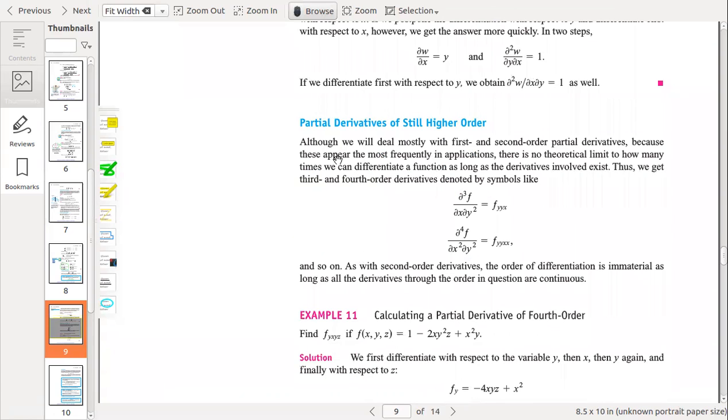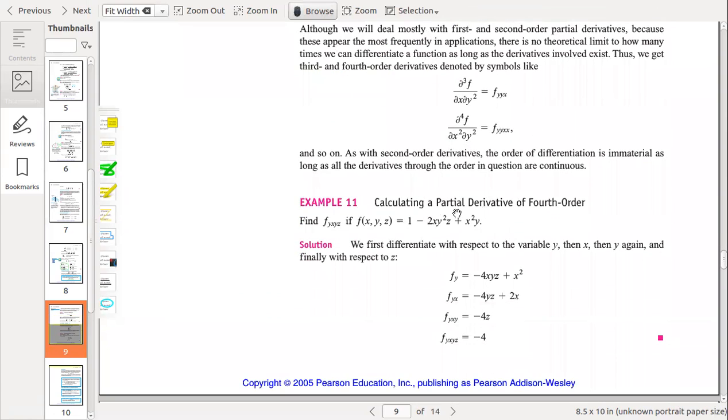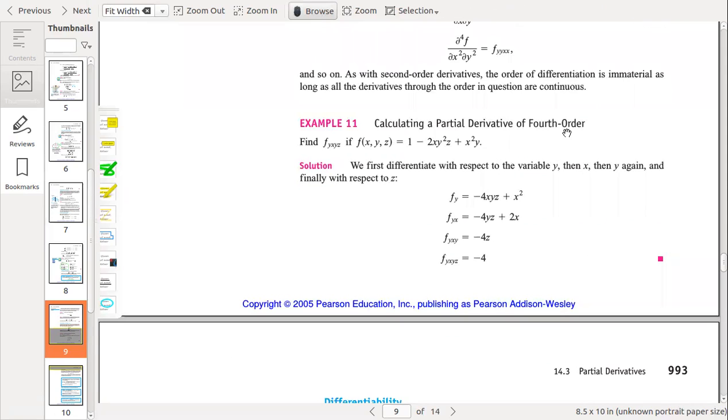Partial derivative of still higher order. So in the same way, this notation will be modified and the order will be increased. Calculating partial derivative of fourth order, you see, it means first it is calculated with respect to z, then y, then x, then y. Or you can reverse the order: y, x, y, z. So f of y means partial f over partial y.